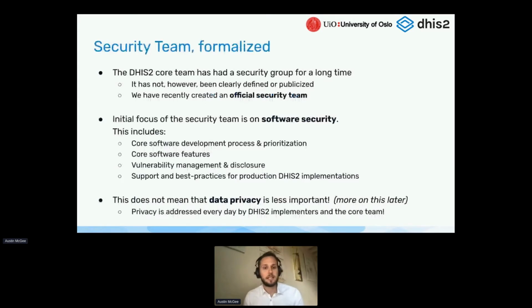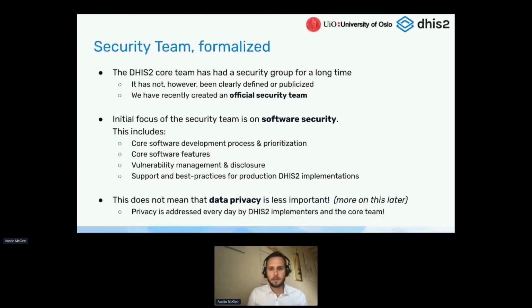There has been a security group at the DHIS2 core team of people that are interested in and promoting security for quite a long time. Probably since near the very beginning of DHIS2, in the mid 90s for DHIS1 and the mid 2000s for DHIS2.